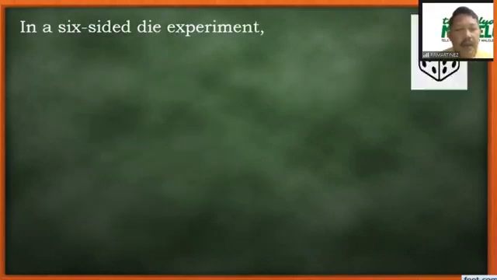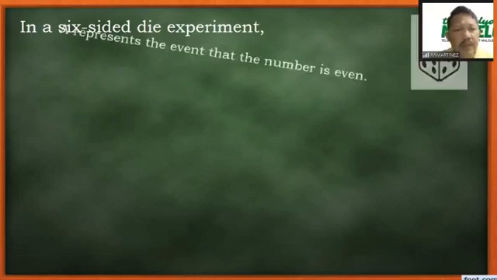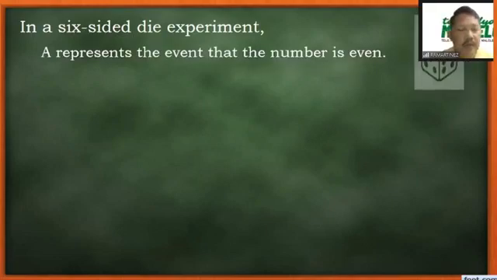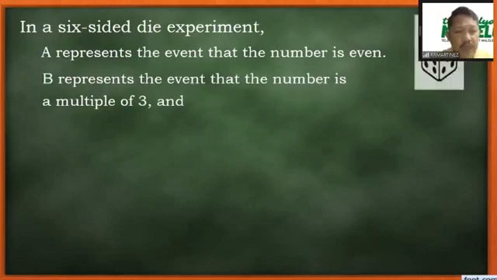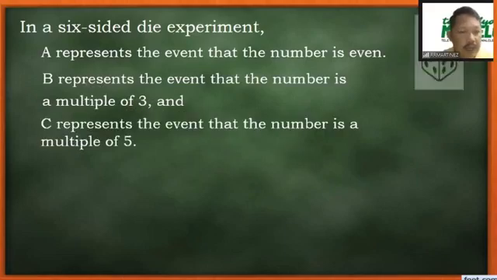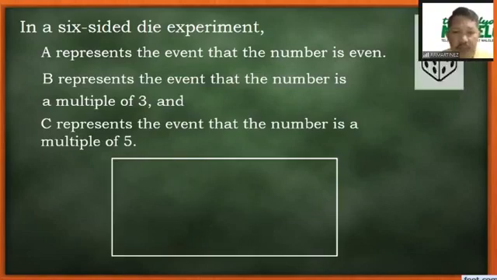Another example, class. In a six-sided die experiment, there are three events here. The first event, event A, represents the event that the number is even. The second event, represented by B, represents the event that the number is a multiple of 3. And the last event, C, represents the event that the number is a multiple of 5. Now, let us use a Venn diagram to illustrate these three events.